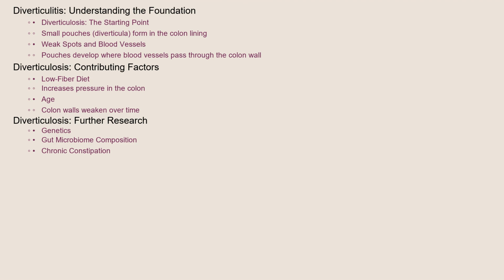This is when small pouches, or diverticula, form in the lining of your colon. These pouches can develop at weak spots in the colon wall, often where blood vessels pass through. While the exact cause isn't fully known, a low-fiber diet is often implicated. This leads to increased pressure in the colon, forcing the lining to bulge outwards. Age also plays a role, as the colon walls naturally weaken over time. Other potential factors being researched include genetics, gut microbiome composition, and chronic constipation.